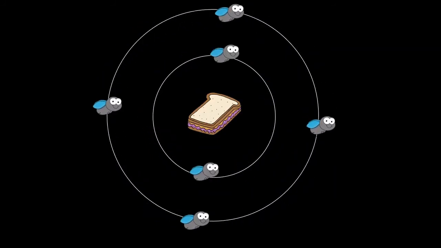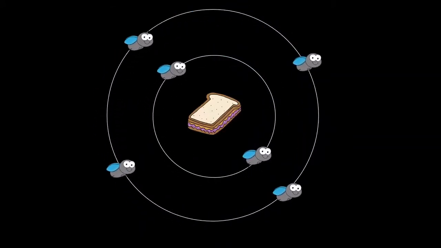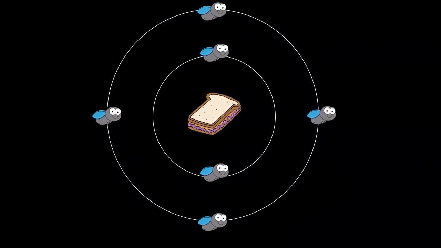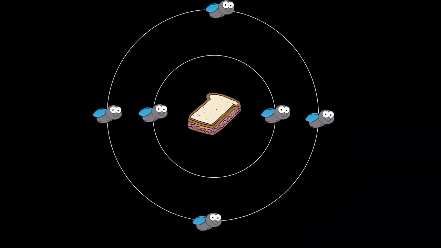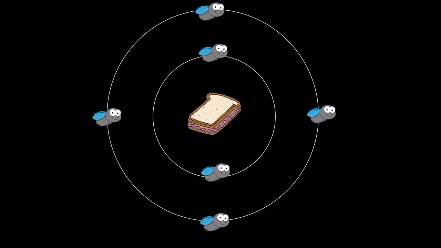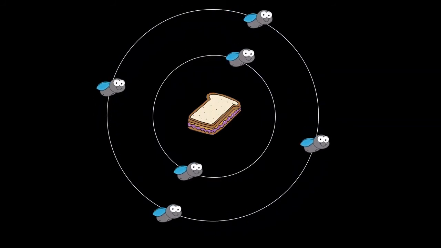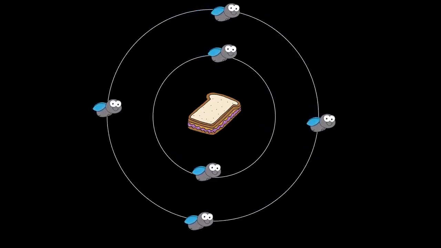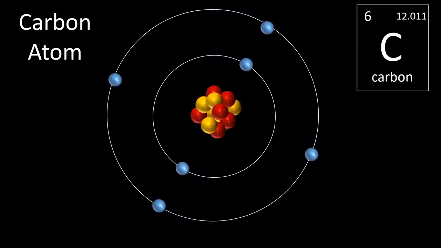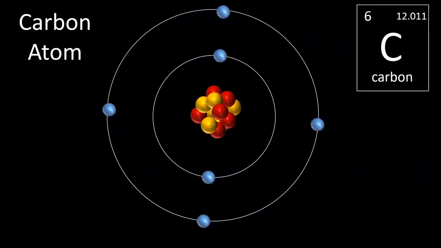They are negatively charged. Maybe you heard from someone older that opposites attract, and in this case, that is true. The flies are attracted to the nucleus since they are negatively charged and the PB&J is positively charged. And the flies will try to reach the PB&J. This is the attractive force between the nucleus and the electrons.